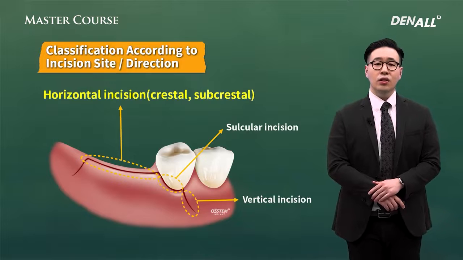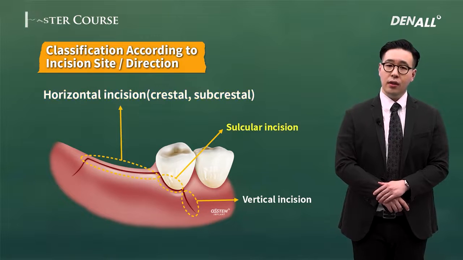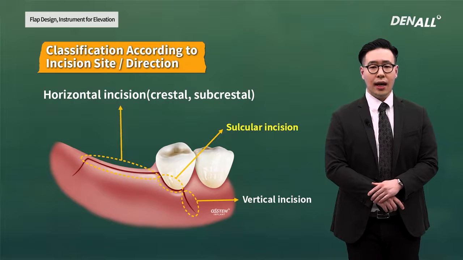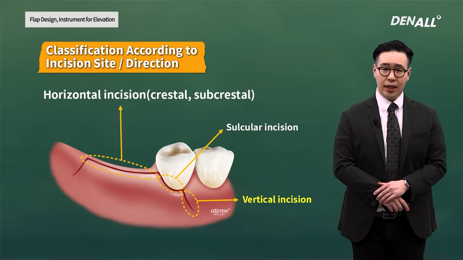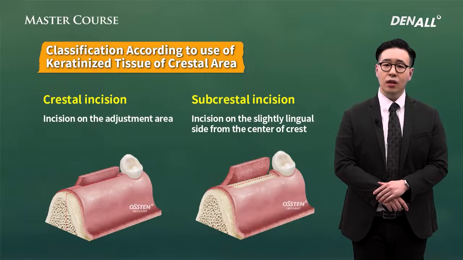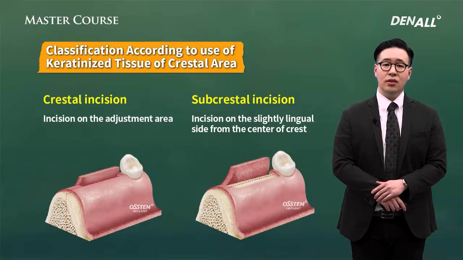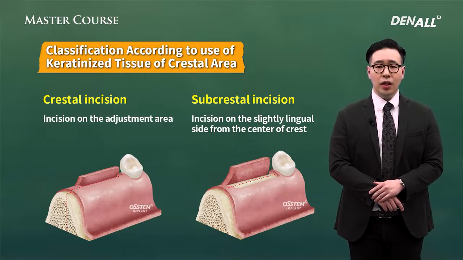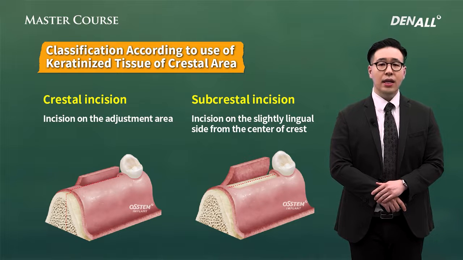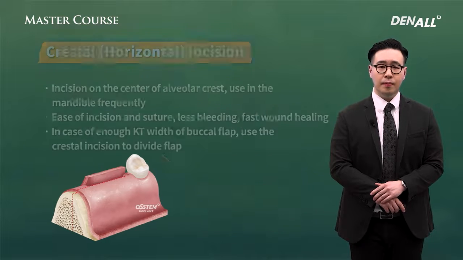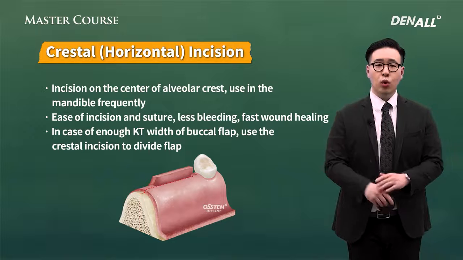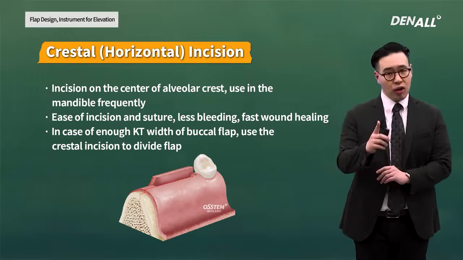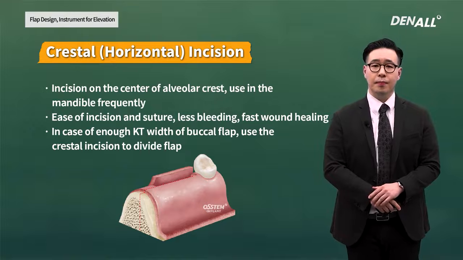Regarding flap, following incisions are made. Horizontal incision is made on alveolar crest, sulcular incision following adjacent teeth, and vertical incision that increases visibility and accessibility and limits the surgical site. The horizontal incision made on the center of alveolar crest is called crestal incision, and if it goes slightly lingual or buccal, the incision is called subcrestal incision. Crestal incision is made when there is sufficient bone width and sufficient keratinized tissue. It is made centered on the alveolar crest.